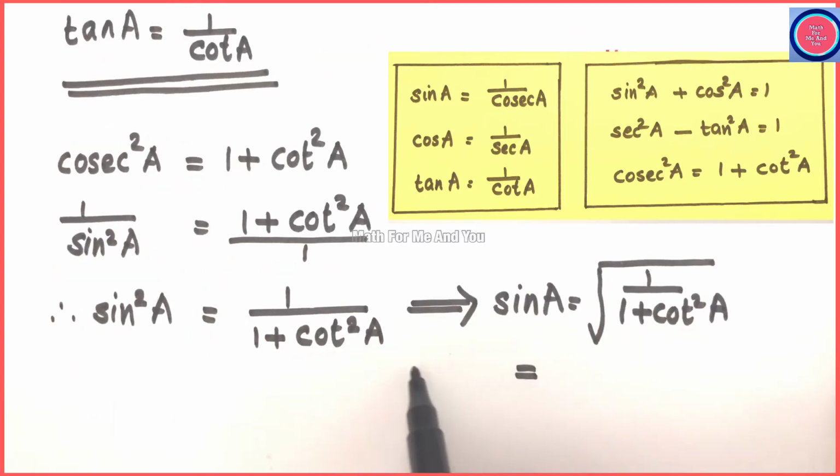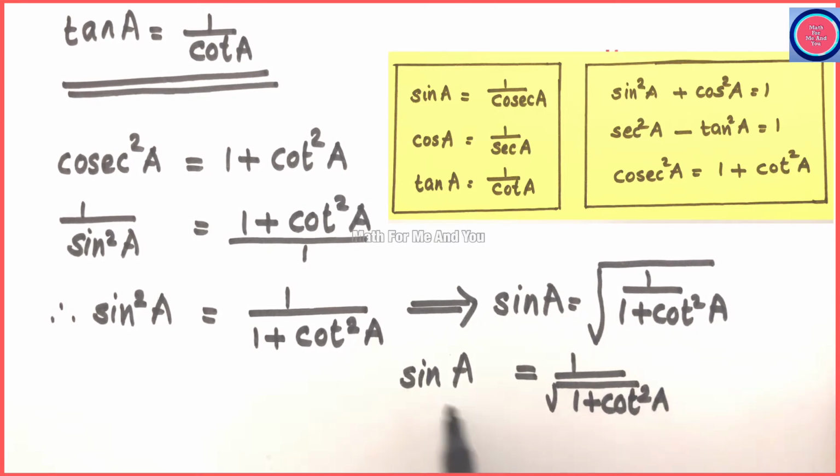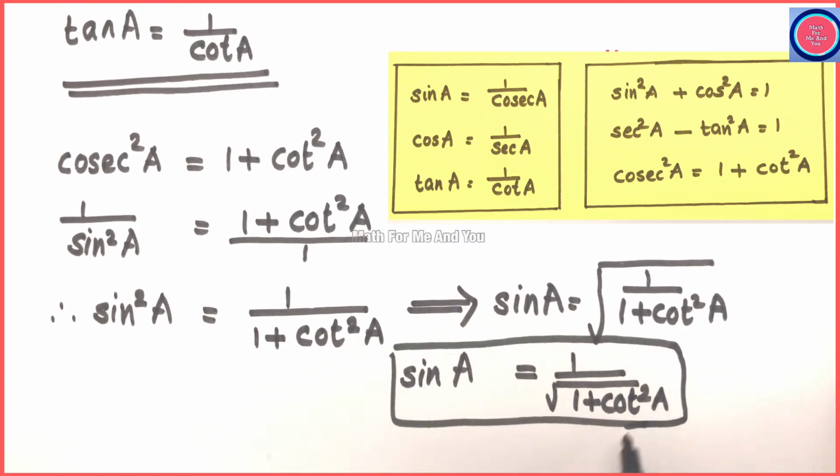So we can write now the answer. Sin A is equal to, take the square root for numerator and denominator. Numerator root 1 is 1 and the denominator root of 1 plus cot square A. So what we are getting is sin A is equal to 1 divided by root of 1 plus cot square A. See, sin A we have changed in terms of cot A.